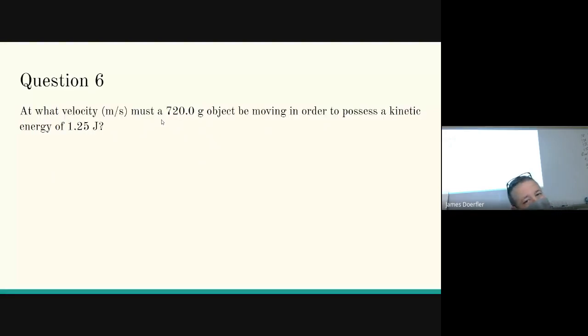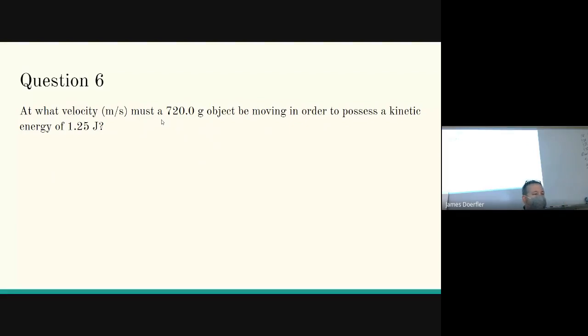Okay, now we're going to get into the math part for the last 4 questions or so. Again, if you want to try and solve this, you can. Otherwise, I'm just going to talk you through it and show you the setup and everything like that. So question 6 asks for, at what velocity in terms of meters per second must a 720 gram object be moving in order to possess a kinetic energy of 1.25 joules? So, again, we've got a 720 gram object.